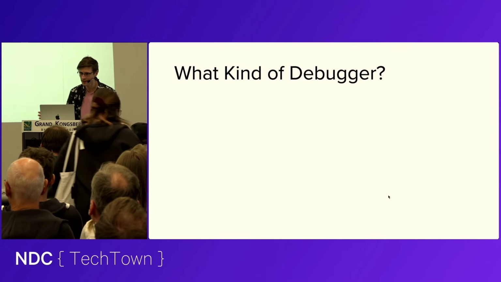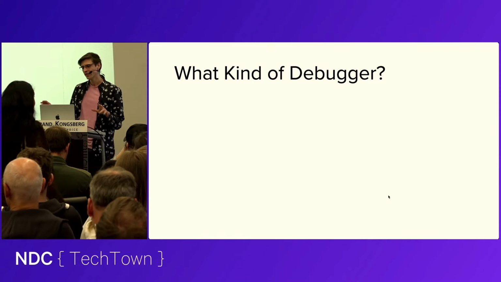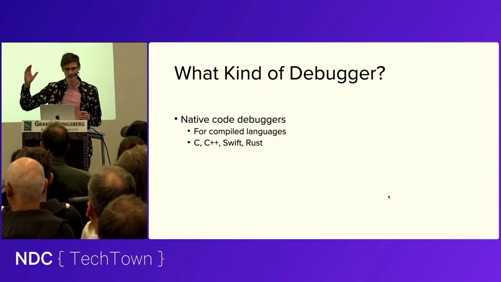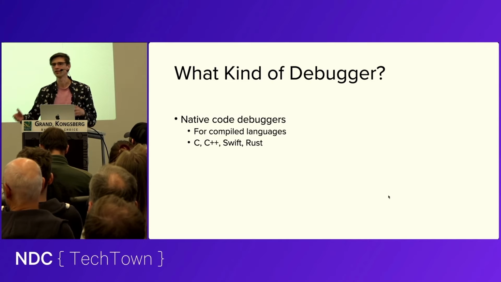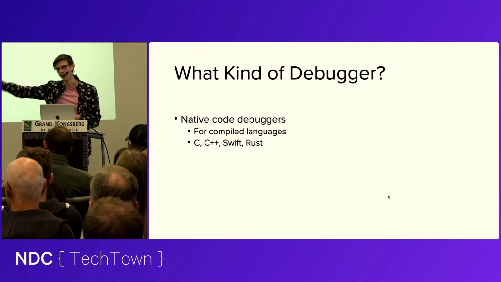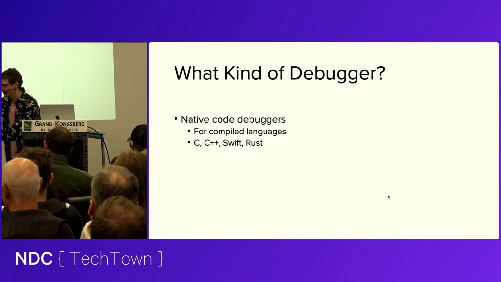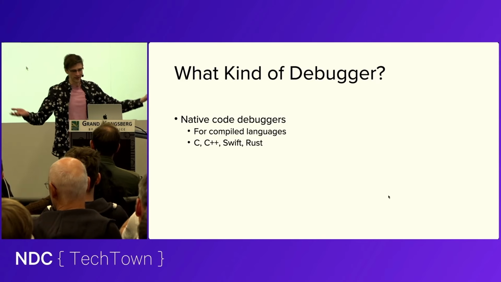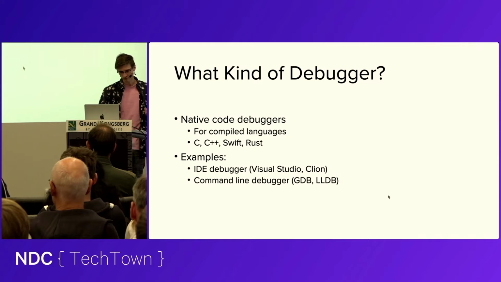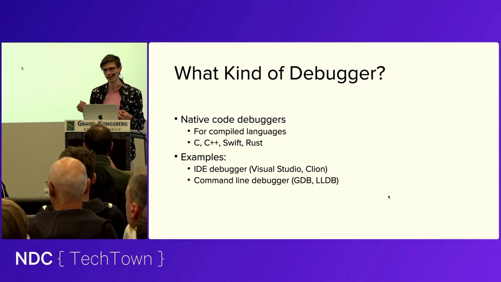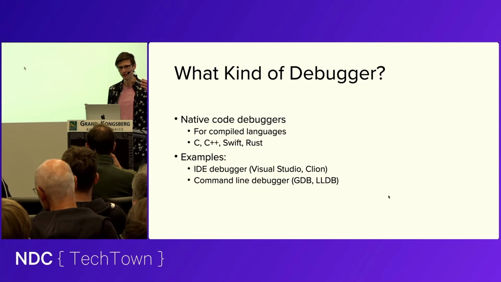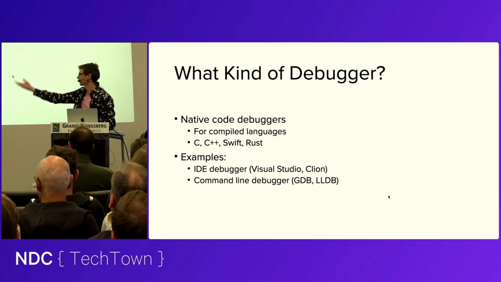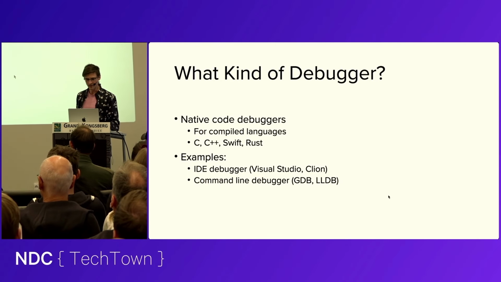Now, what kind of debugger am I talking about? Today I'm talking about native code debuggers. We're writing C, C++, Swift, Rust, whatever. These are compiled languages, taking some source code, generating a binary, which we then run, and oh no, something went wrong, we want to debug it. We heard some examples earlier of people using GDB or Visual Studio CLI, and these are all different debuggers that you may be familiar with.